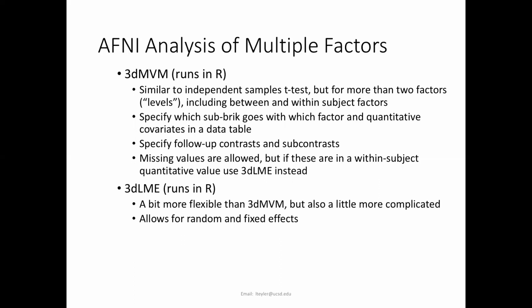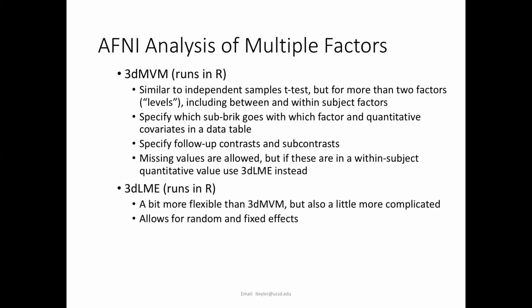So anyway, 3dMVM, which I think stands for multivariate modeling. It's similar to the independent samples t-test, but it's for when there are more than 2 levels or factors. Again, there's a good help file that you can take a look at, in terms of how you specify the different sub-bricks and which ones go with different factors. You don't have to do any dummy coding for this, which is nice. So you can just say males, females, you don't have to create dummy codes. And you can specify follow-up contrasts and then sub-contrasts. And you can have missing values, which is nice.